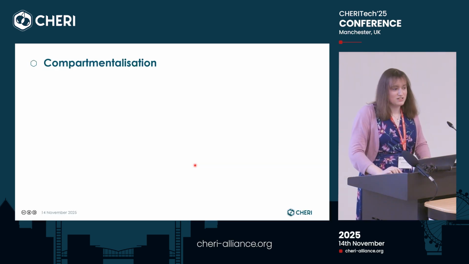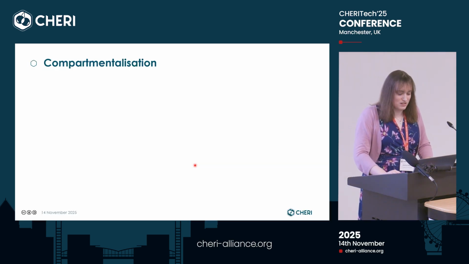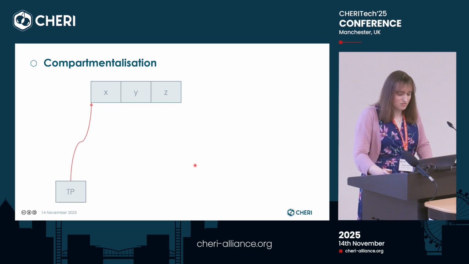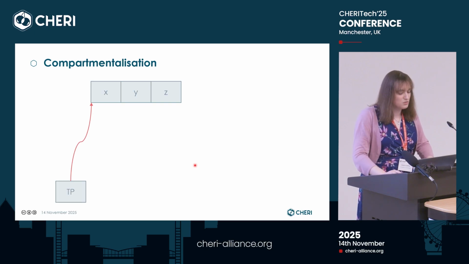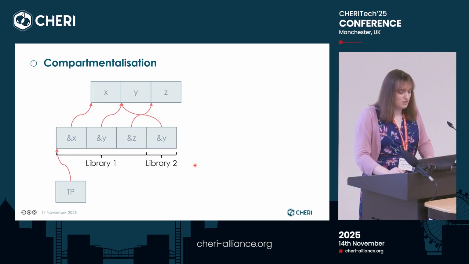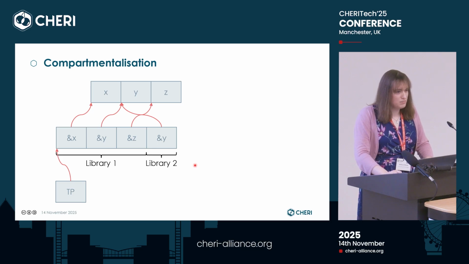What about compartmentalization though, right? I was just talking a lot about spatial safety. So we had this model where we're pointing at this big block of data. Compartmentalizing it was awkward because we had a single pointer. We now have indirection. Great, we now have a bunch of pointers, but we still have this one pointer hanging off of TP. So how can we still compartmentalize this view?